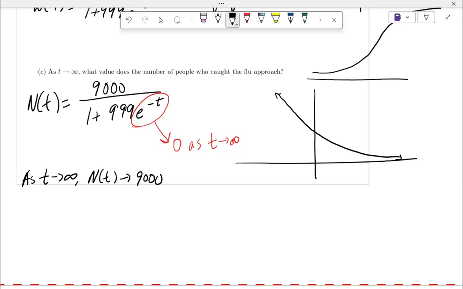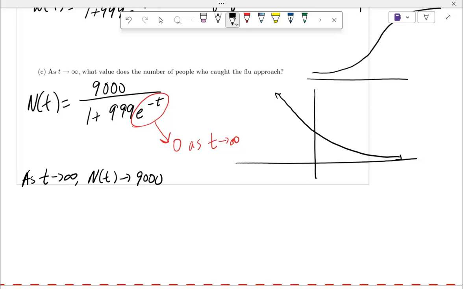So just work my way across, right? Kind of right to left there, didn't I? 0 times that is still 0, add 1, I get 1, and then divide it. That's where the 9,000 comes from. That make sense? Okay. Nothing special about those numbers, by the way.